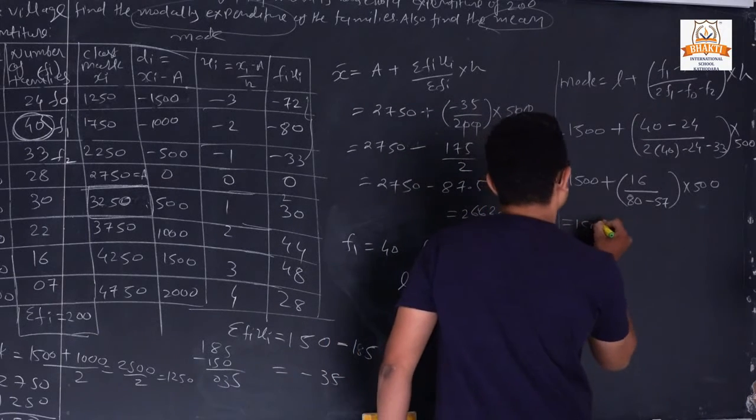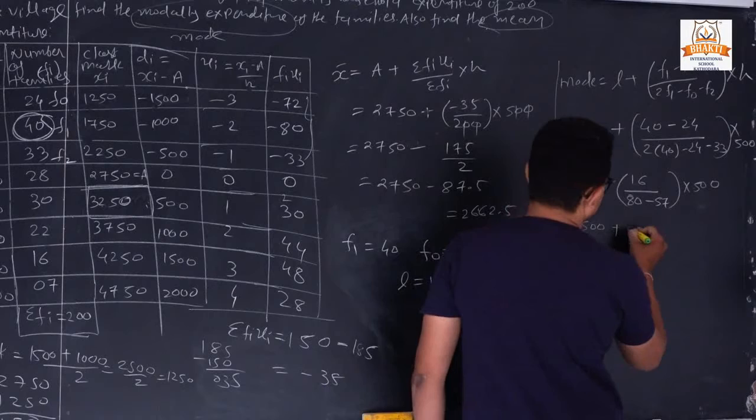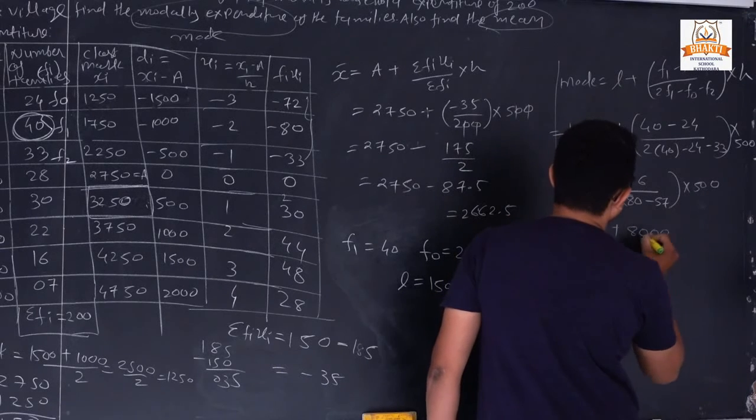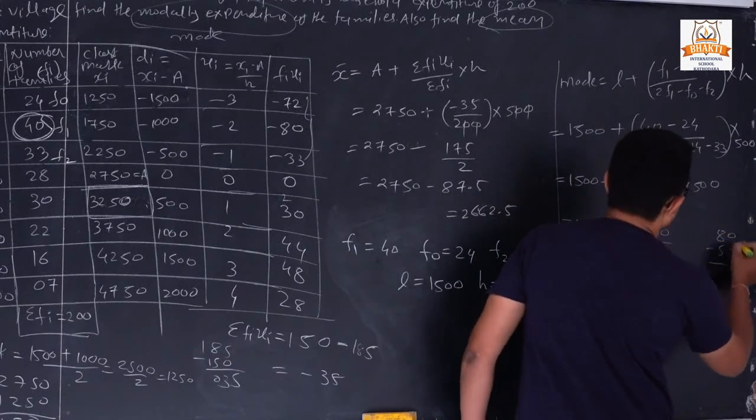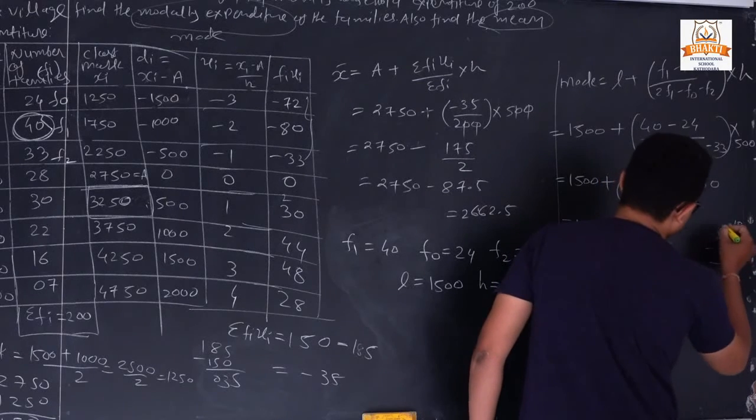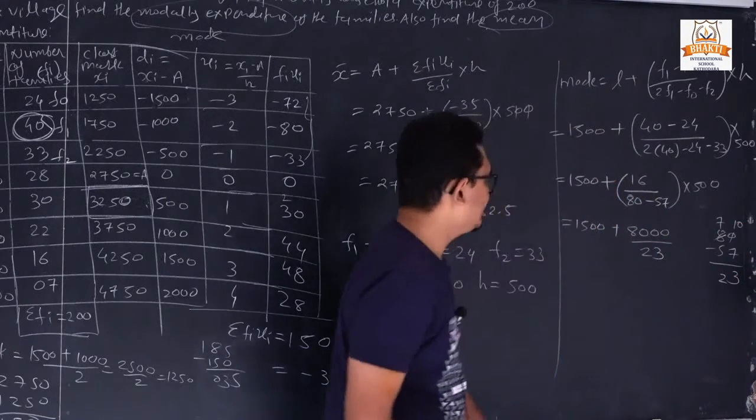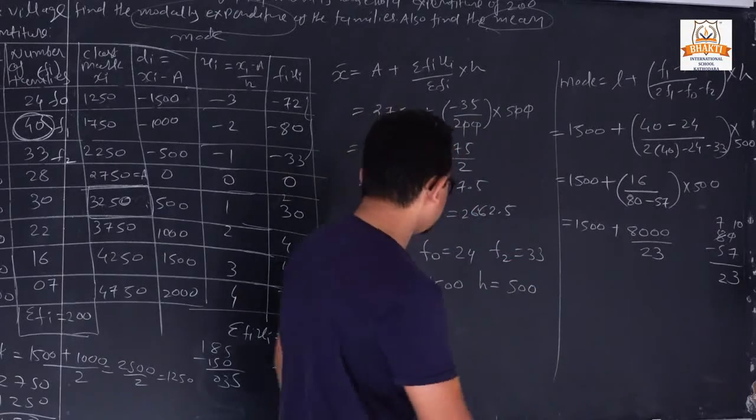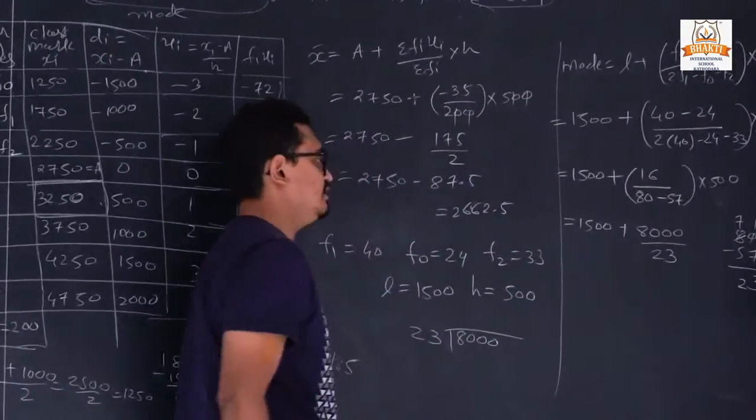Now 1500 plus 16 times 5 is 80, so 8000 divided by 80 minus 57, so the answer is 23. Now divide 8000 by 23.